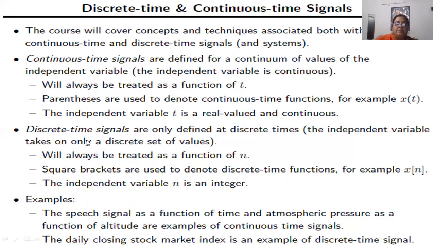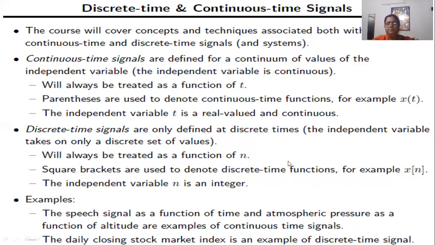Now we'll come to discrete time signals. These are only defined at discrete times. The independent variable takes only a discrete set of values, which means that the amplitude is continuous but time is discrete. So we have sampled the continuous time signal at regular intervals or regular instants of time. So it will convert the continuous time signal into a discrete time signal. Now it will always be treated as a function of n. So here we are actually taking the samples. So t will be replaced by small n. Square brackets are used to denote that this is a discrete time function.